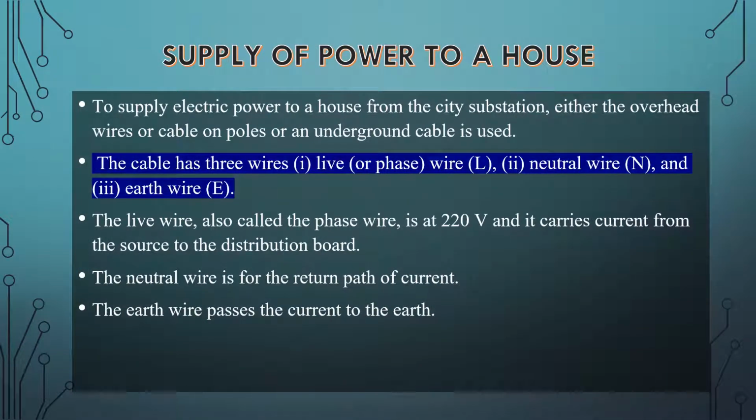Let us now learn about supply of power to a house. To supply electric power to a house from the city substation, either overhead wires or cables on poles or an underground cable is used. The cable has three wires that include the live wire, neutral wire and earth wire. The live wire is also called the phase wire, which is at 220 volt and it carries current from the source to the distribution board. The neutral wire is for the return path of the current and the earth wire passes the current to the earth.